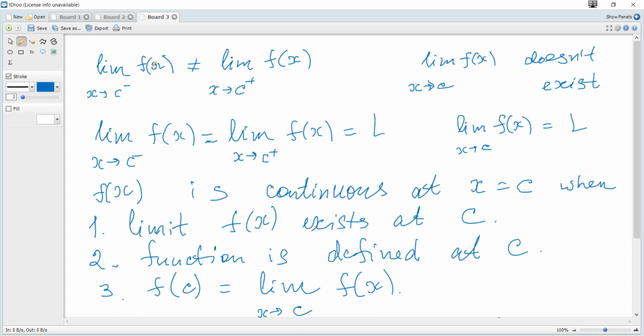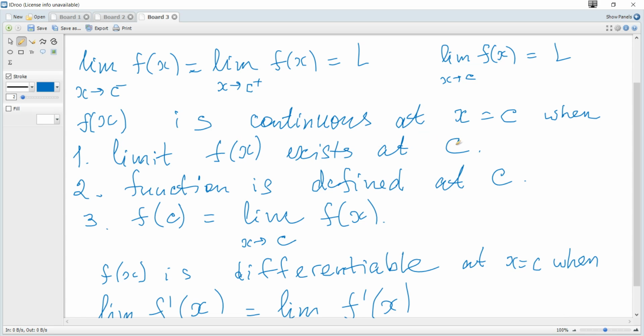If the limit of f(x) when x tends to some value c from the left is not equal to the limit of f(x) when x tends to c from the right, we say that the limit of f(x) when x tends to c doesn't exist. And when the limit from the left is equal to the limit from the right and is equal to some value, we say that the limit of f(x) when x tends to c exists and is equal to that value.